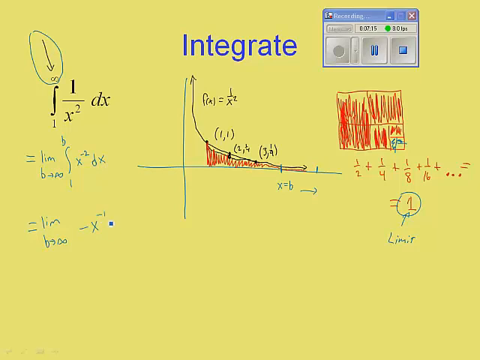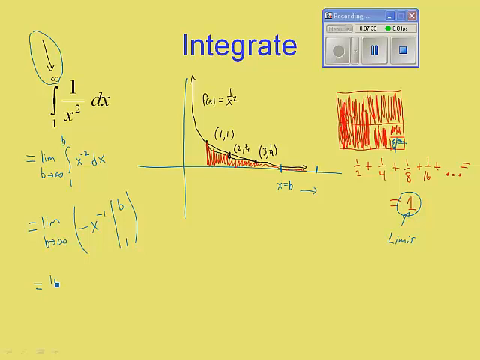Negative x to the negative 1, and we're going to evaluate this from where to where? 1 to b. Okay? And then I'll take the limit after that. Because infinity is not a number. It's saying we're making x grow without bound. So to be real precise, this is what I want to do.